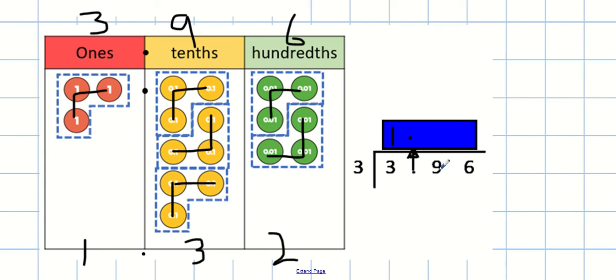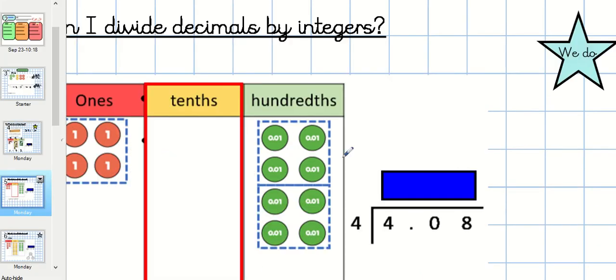And then how many groups of 3 go into 9? Well, I know that actually 3 3s go into 9. Then how many 3s go into 6? Well, that's 2. And as you can see, I've got the same answer, 1.32. And that's the same answer I got when I did it on a place value grid. Okay, let's go on to the next question.